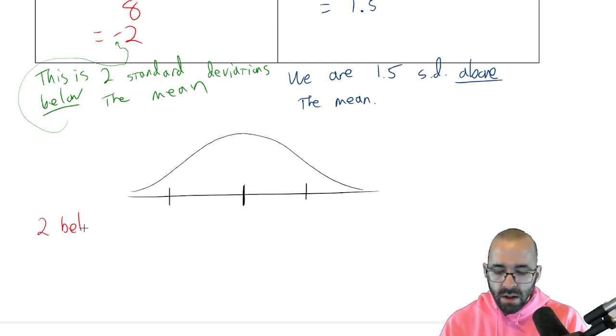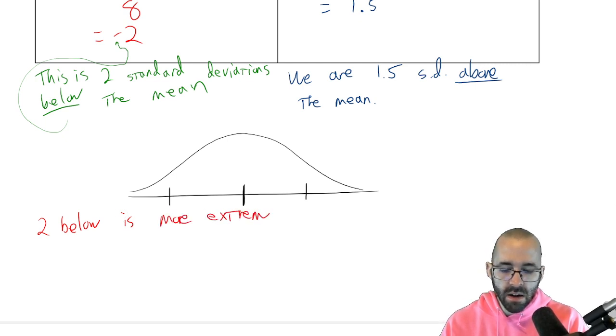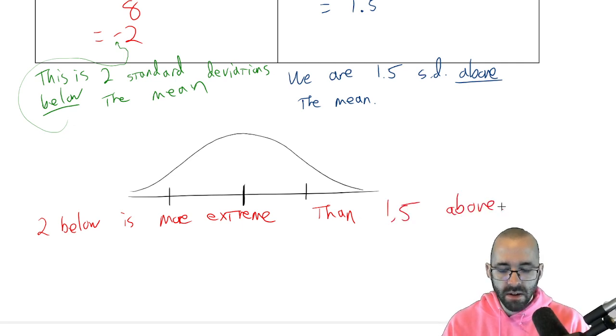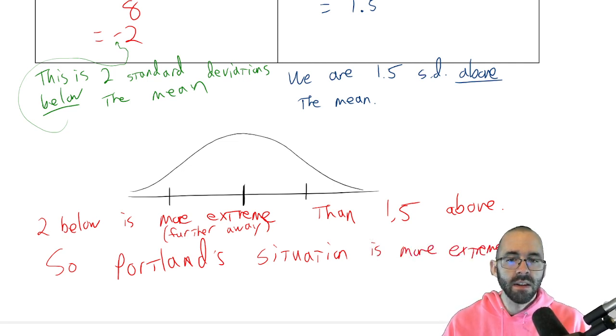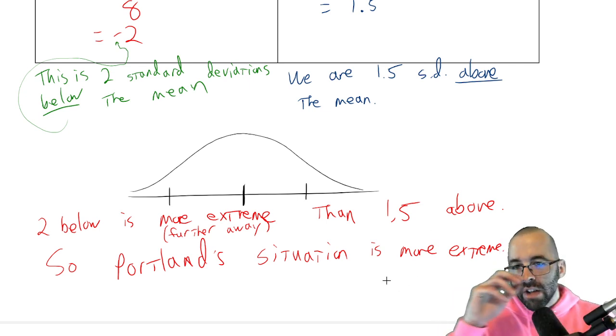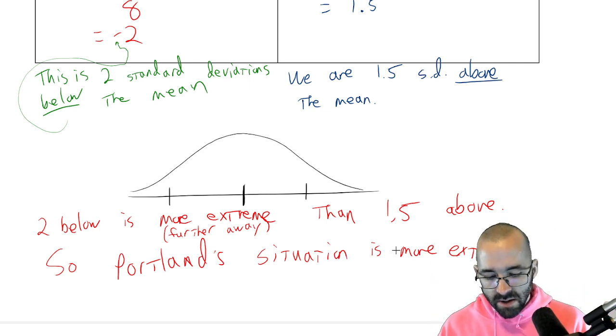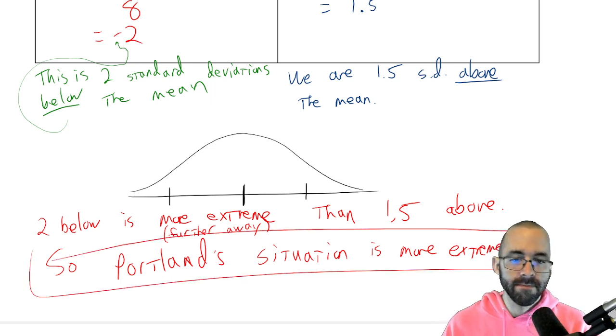2 below is more extreme, further away, than 1.5 above. It's further away. So Portland's situation is more extreme. That's all there is to it. That's what z-scores represent. Z-scores are just how many standard deviations above or below the mean you are. This is our answer.